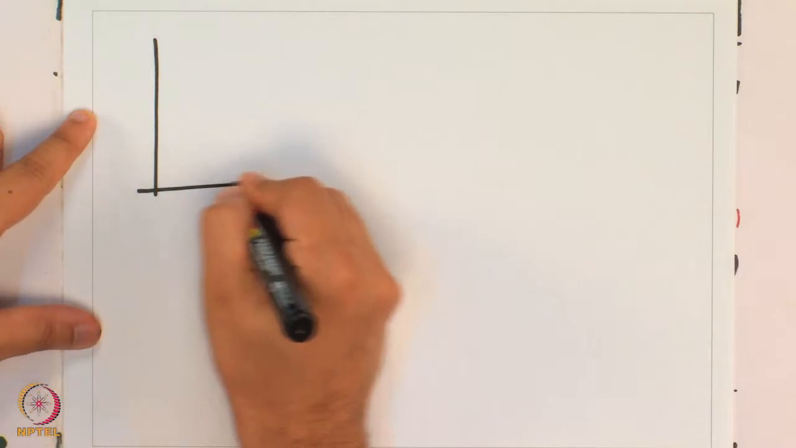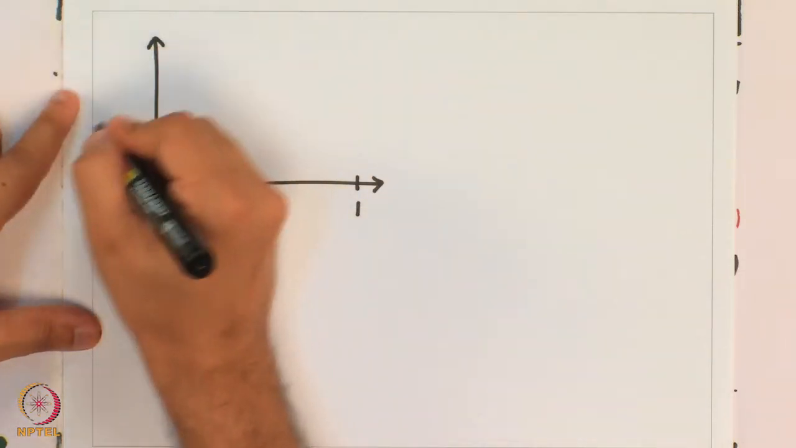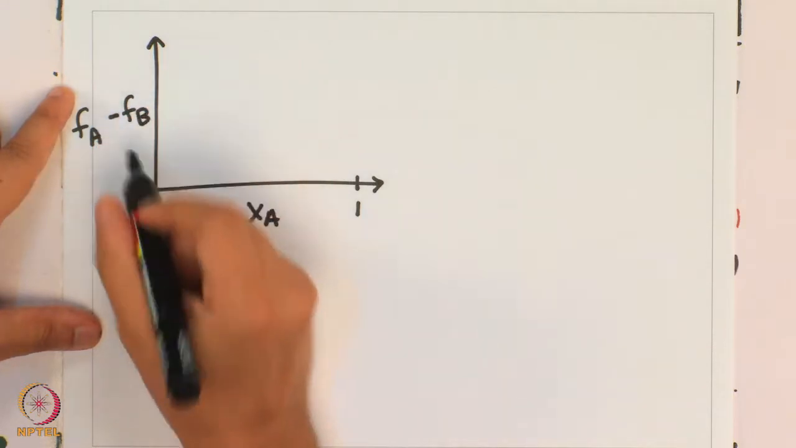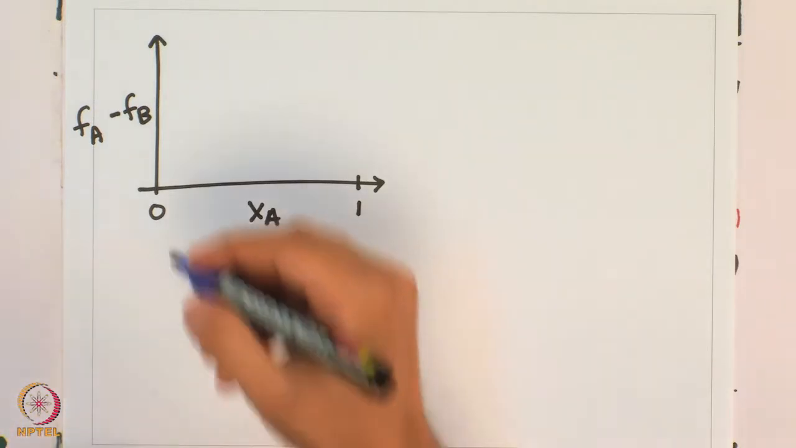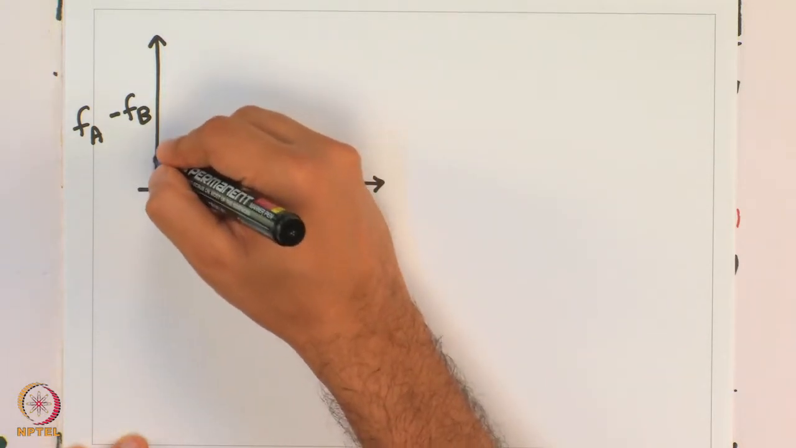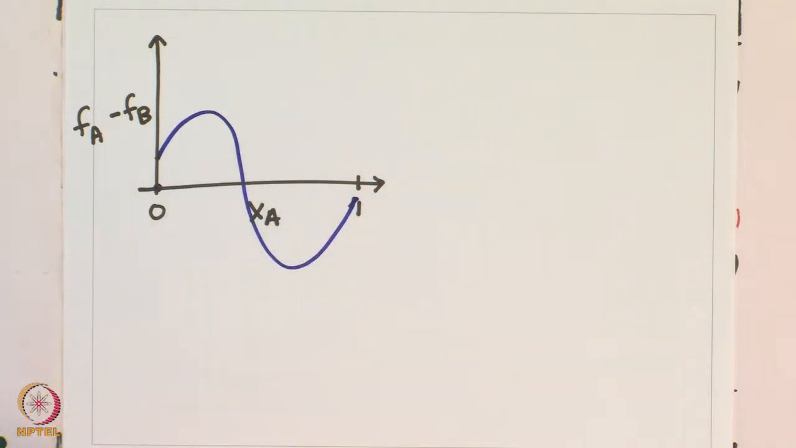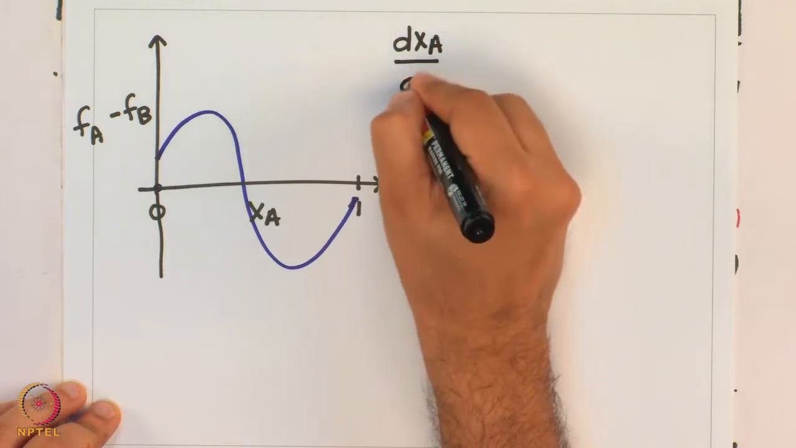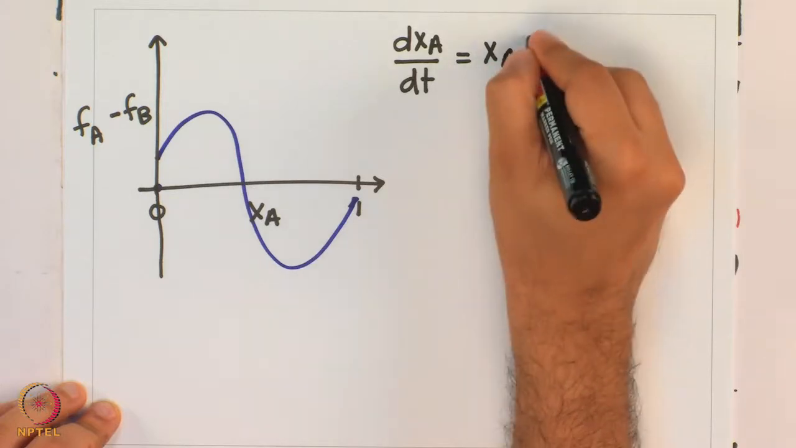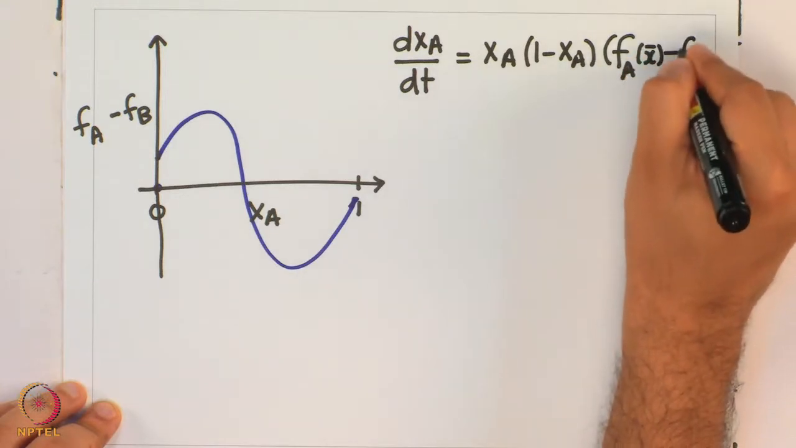So, for example, if we take a case like this, again our x axis represents Xa, it goes from 0 to 1, and y axis is Fa minus Fb. Each of these, remember, is a function of Xa on the x axis. And now if the graph associated with this looks something like this, maybe that's what the graph looks like. So now we want to comment on what's the fate of this system given that the dynamics is defined by dxa by dt equals xa times 1 minus xa times fa of x minus fb of x.